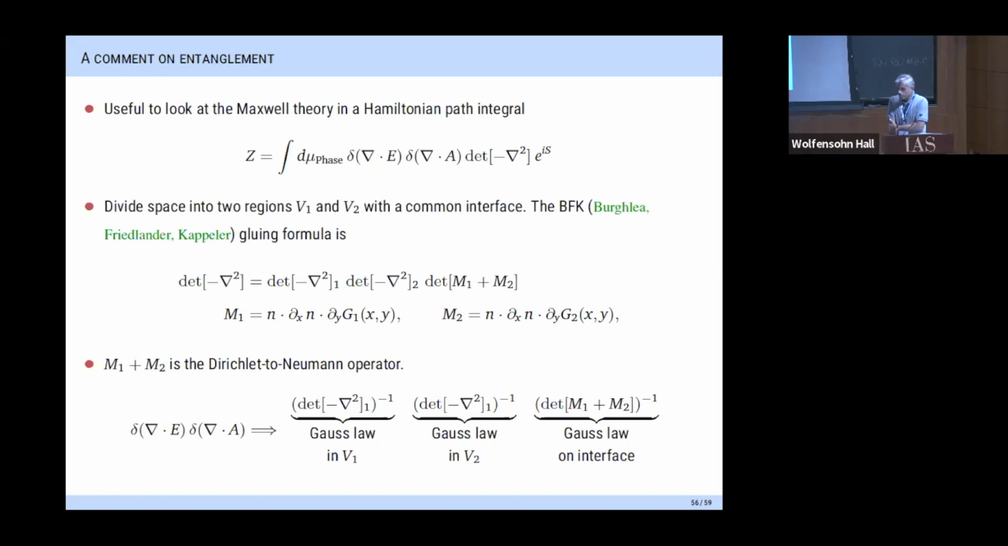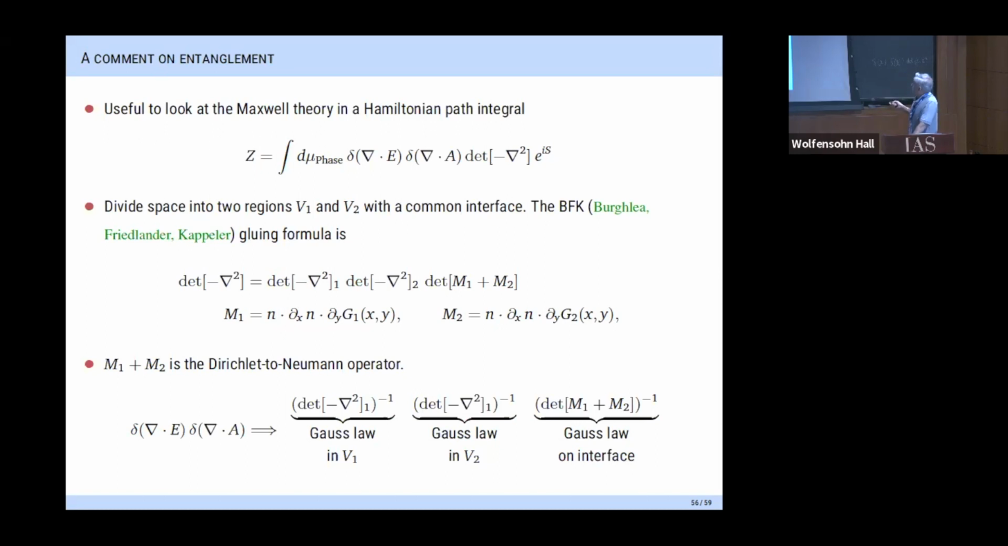Yeah, I don't know. It may be related, maybe not. This is related to edge modes. That is what I'm going to say in a few minutes. If that's the issue, then it's definitely related.